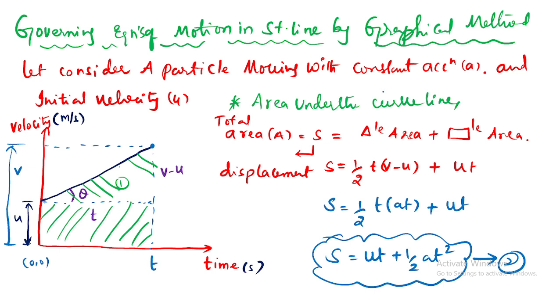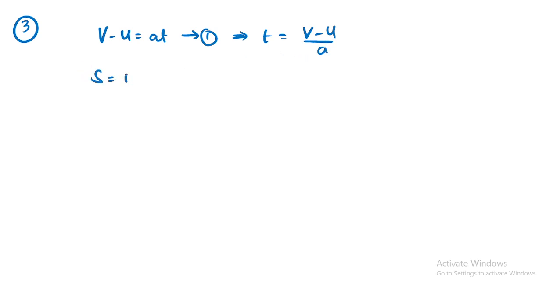Shall I move on next? Third equation also will derive and then go for the line. Shall I? Let's go, I am clearing all the stuff here. Next, third equation, how to derive now? We got already: the first equation is v minus u is equal to at. This can be written as t is equal to v minus u divided by a. Can I write like that? Then second equation we have s is equal to ut plus half at square, right?